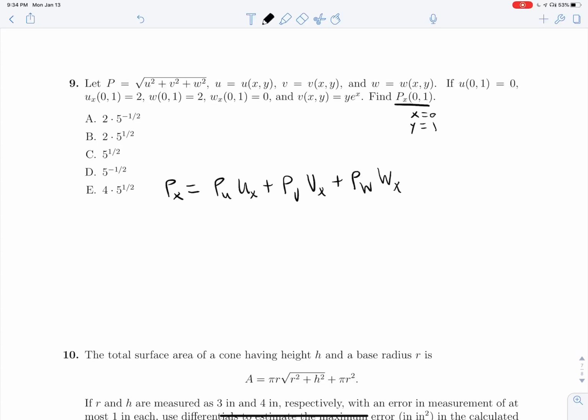Really the hard problem about this question is the way that they format it. If they had put this in a table, it would have been fine, but it's a real pain to read what's going on here. But we can start to fill in things already. We see that u_x at 0, 1 is 2.